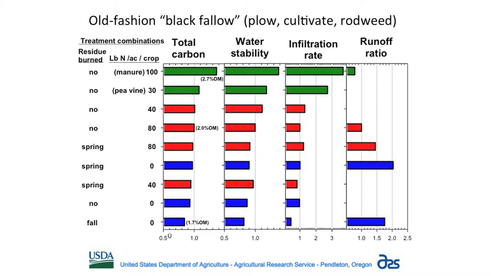What's interesting about this is that if you look at the water stability of the aggregates in this soil, these proportions are even a little bit larger than the total carbon change. So if this one is 100% or 1.0, then relative, we have a pretty good increase in water stability. Okay, so that's not a big deal. This is one of those soil tests you do in the lab.